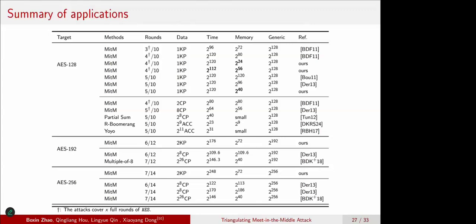Conclusion: in the application on AES, we significantly reduce the memory complexities of both the 4-round and 5-round attacks on AES-128 by a factor of 2^56. Due to the practical memory, the new 4-round attack has been practically verified by a 4-byte partial key recovery experiment. We also propose attacks on 6-round AES-192 and 7-round AES-256 with 2 plaintext-ciphertext pairs.